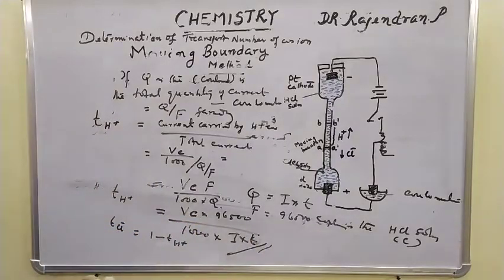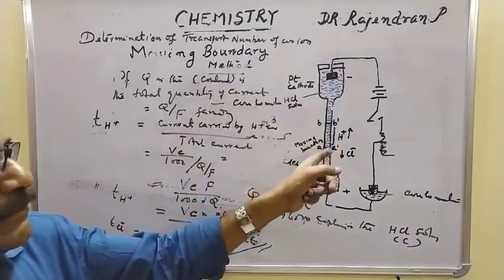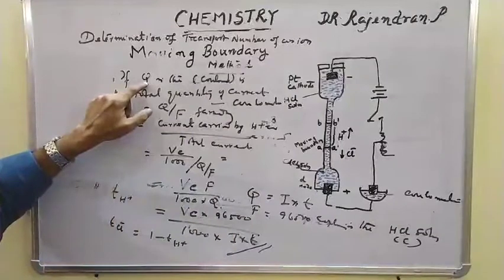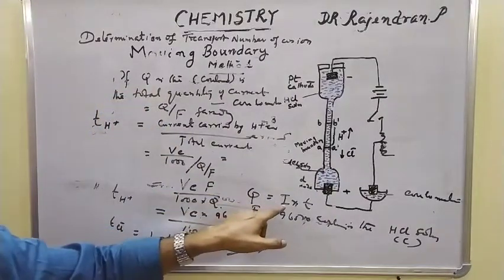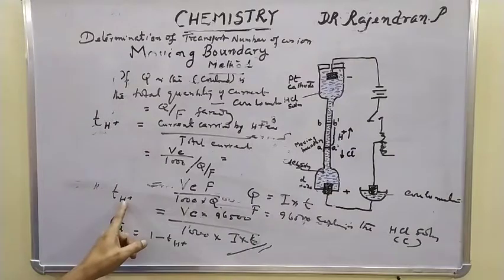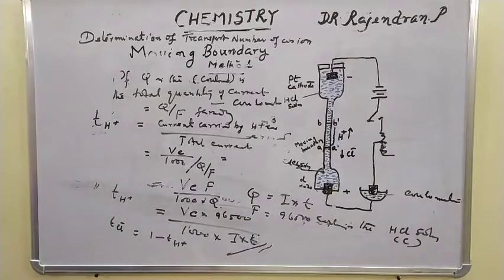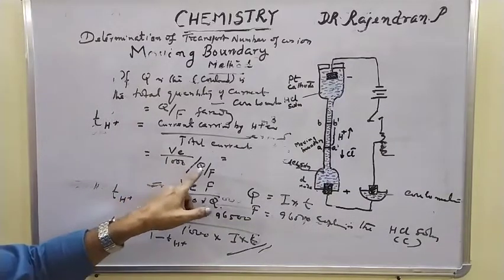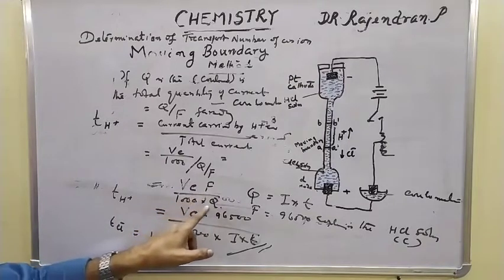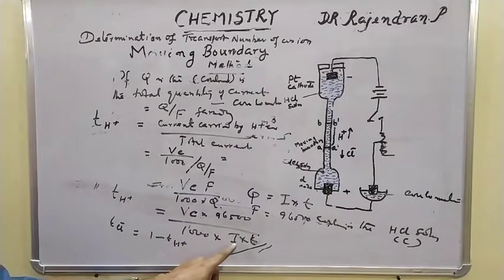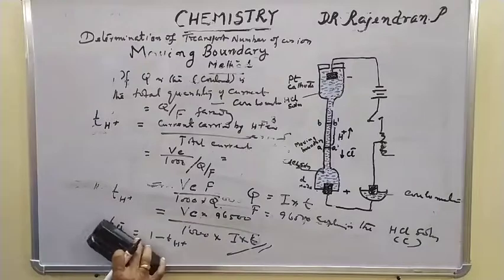Then the total quantity of current passing through the solution, obtained from the coulometer, let it be Q, that is Q by F Faraday, equal to I into T by F Faraday. Therefore, the transport number of H plus ion is the current carried by H plus ion divided by the total current, that is Vc by 1000 by Q by F, equal to VcF by 1000Q, or Vc into 96,500 divided by 1000 into IT, where I is the current strength and T is the time of flow. Here C is the normality of the solution.